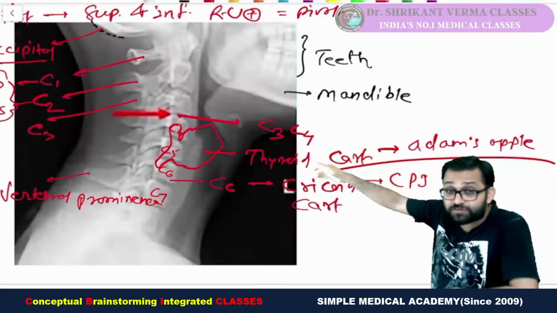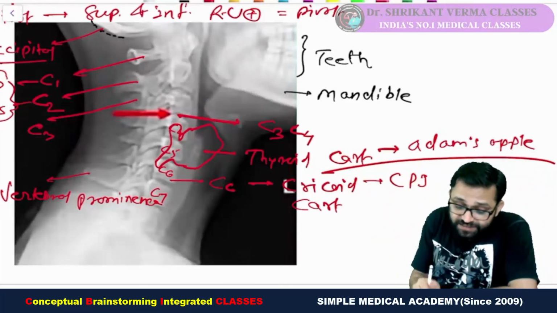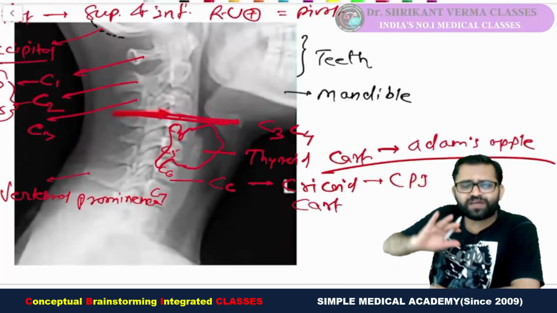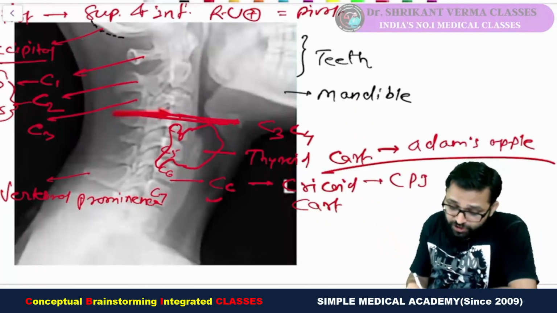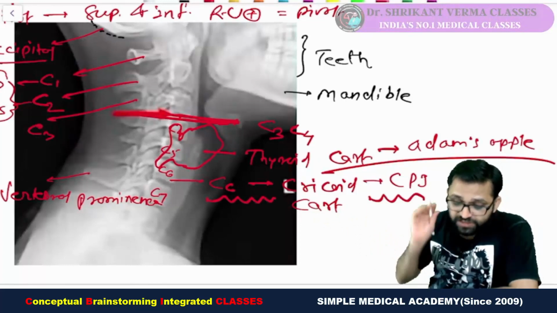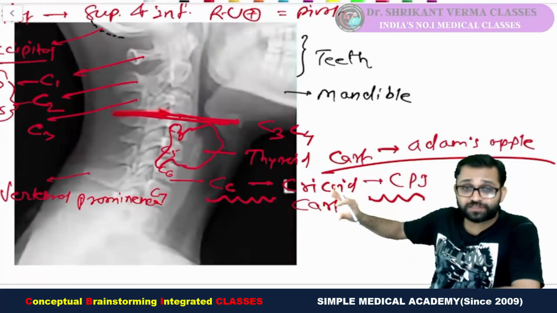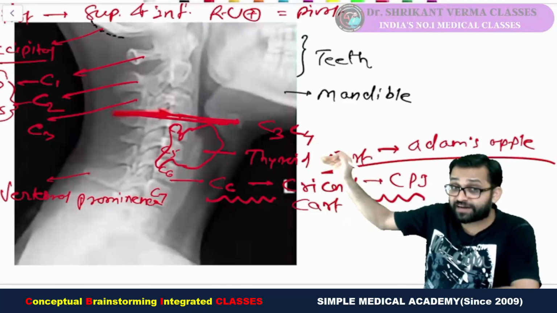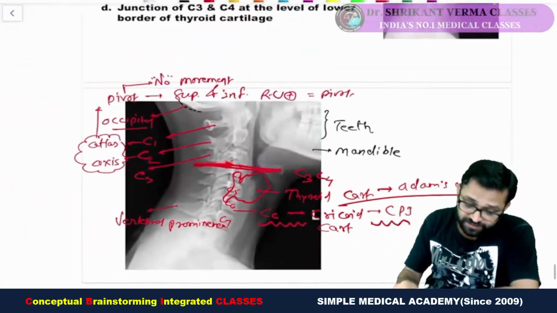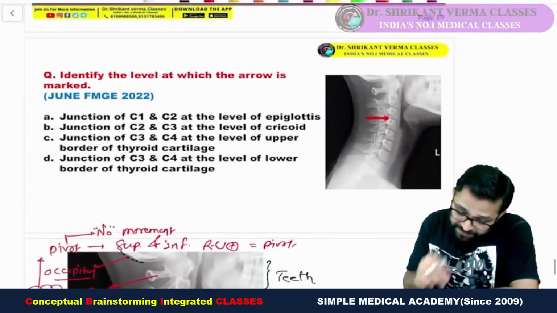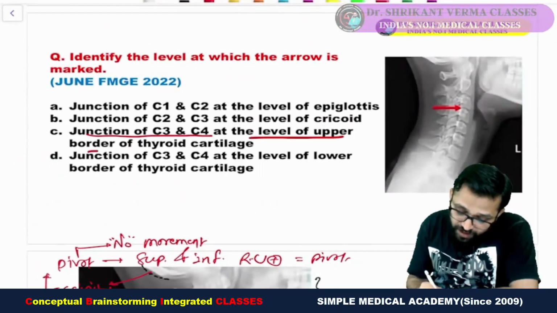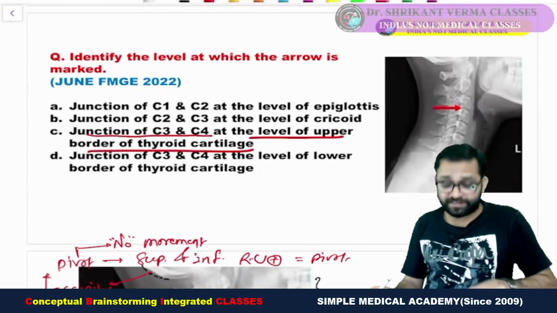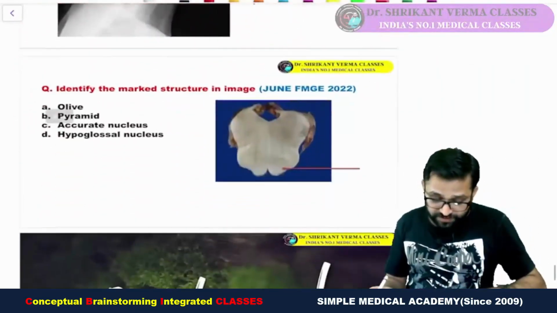Right now, the upper border of the thyroid cartilage, it is located at which level? C3, C4. It has been asked. Okay, we are not aware, but you can count at least. Okay, sir. And you must know that the cricoid cartilage, cricopharyngeal junction is at the C6. So with this knowledge, above the cricoid cartilage, there is the thyroid cartilage. You can guess the answer. So on this basis, you can mark the junction of the C3, C4 at the level of the upper border of the thyroid cartilage. It will be the answer. Okay. So these are the things.